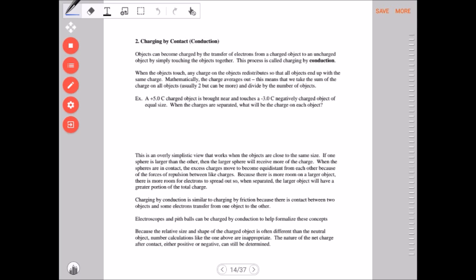So what we do is plus 5.0 coulombs plus negative 3.0 coulombs. And there's 2 objects, so we just divide by 2. Plus 5 plus negative 3, of course, is positive 2. So plus 2.0 coulombs, and dividing by 2 objects.